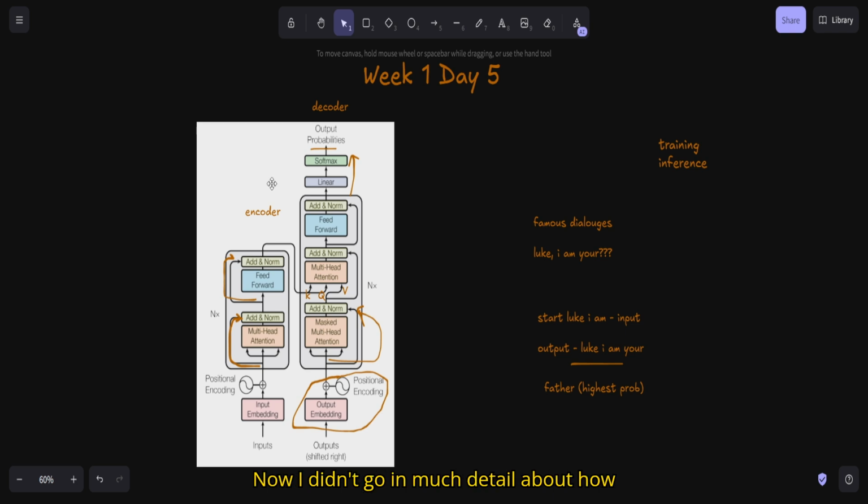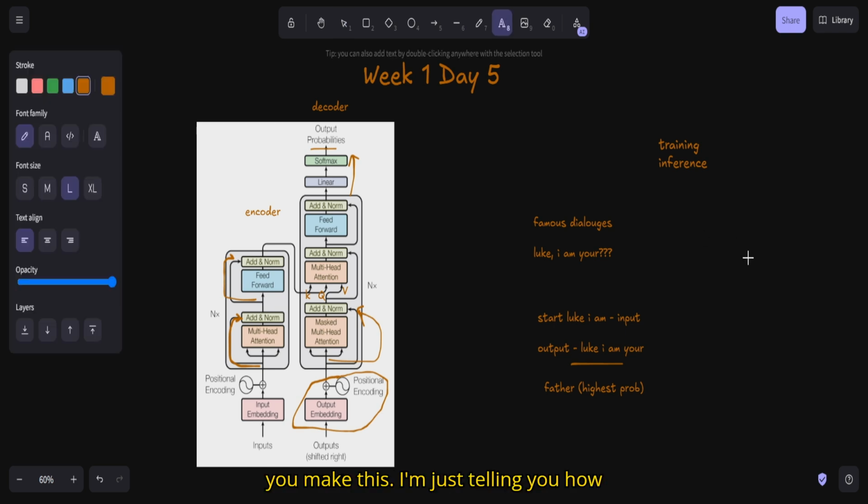Now I didn't go into much detail about how this works, because we have explained how each section works. The main part is the coding part, which is your assignment: you have to combine all of them to make this. That's it, nothing else. This is the encoder block, this is the decoder block. You are supposed to make a feed forward, a normalization, a multi-head attention, a masked multi-head attention, an embedding, an encoding, and feed forward.